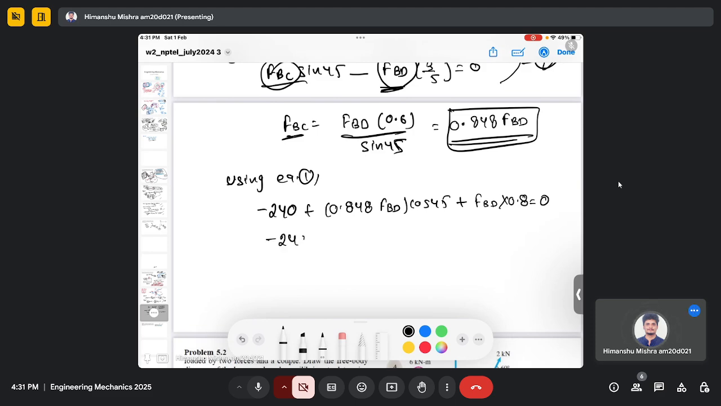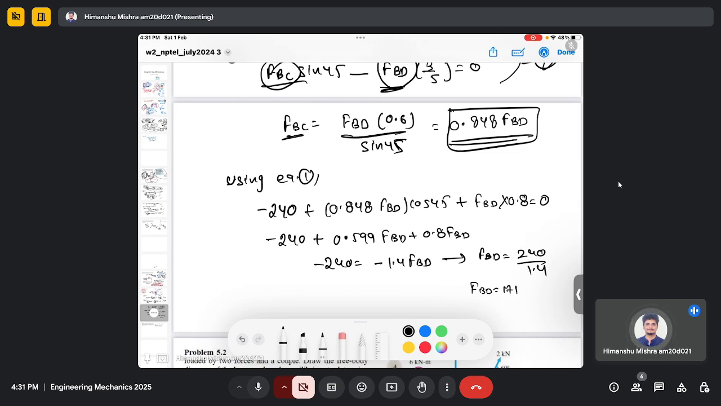So here I will have 240 minus 240 plus 0.599 FBD plus 0.8 FBD. So it is 240 equals minus 1.4 FBD. It will give me FBD equals 240 divided by 1.4. So FBD will be approximately 171 Newton. So this is my FBD.